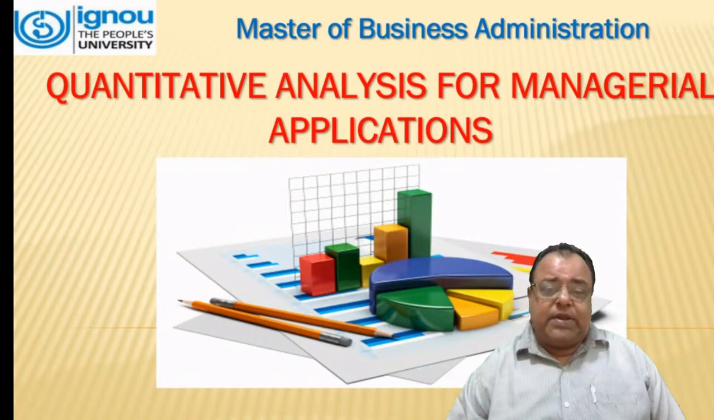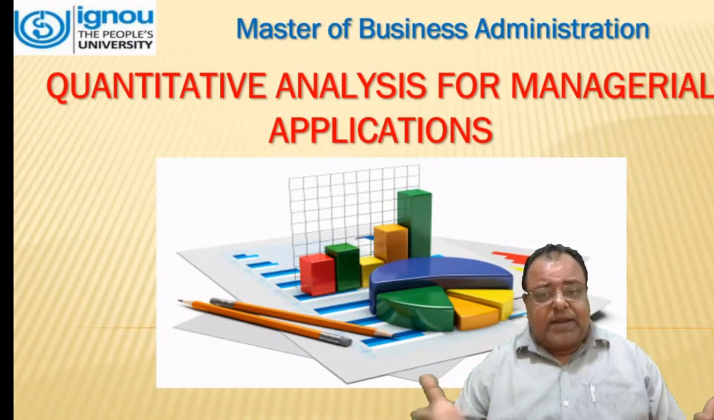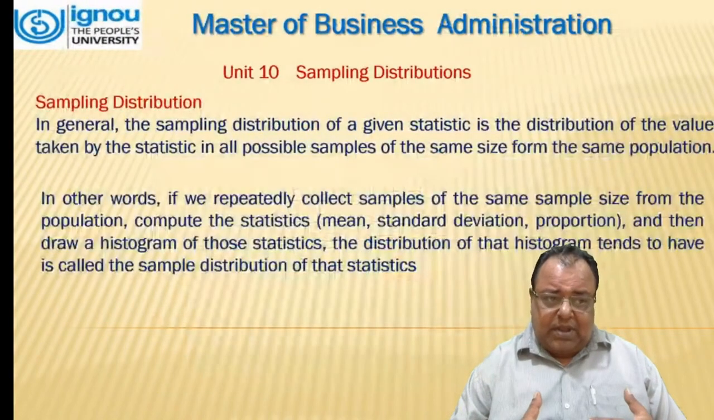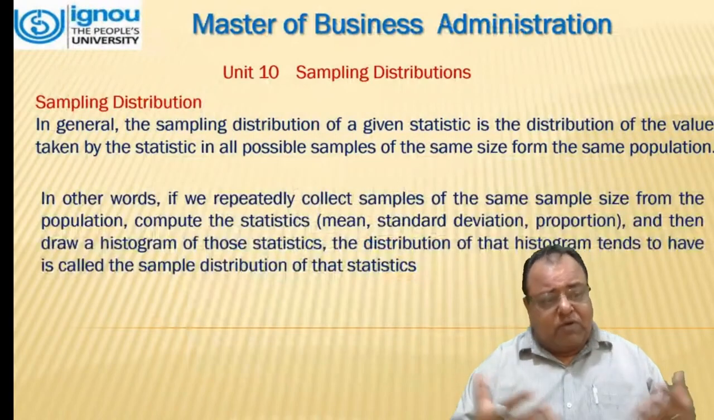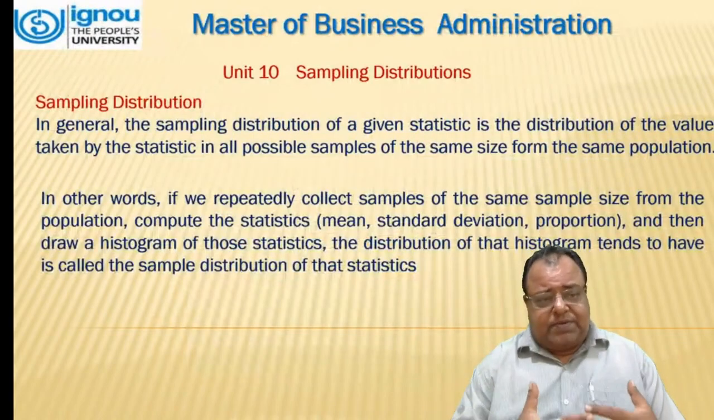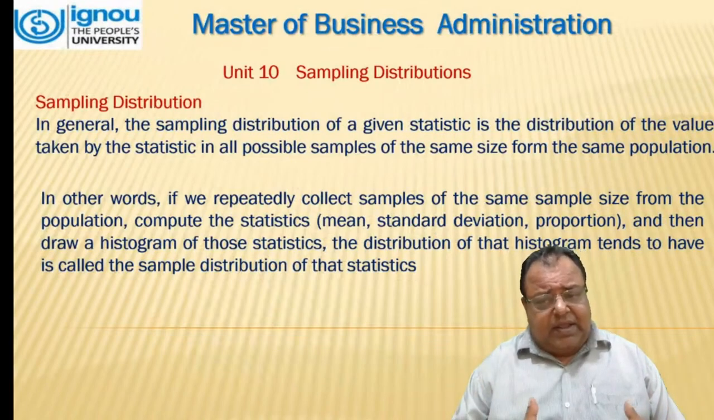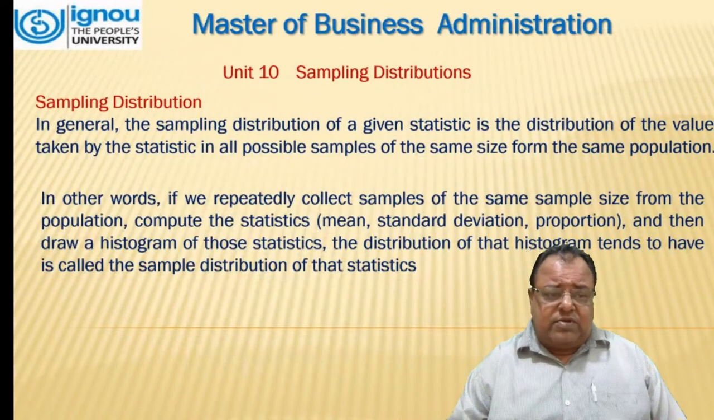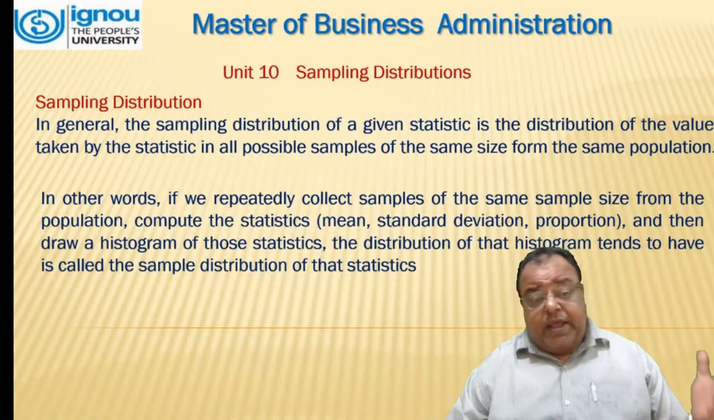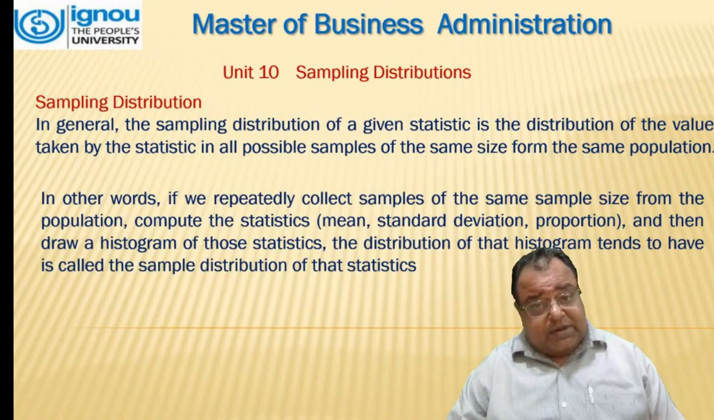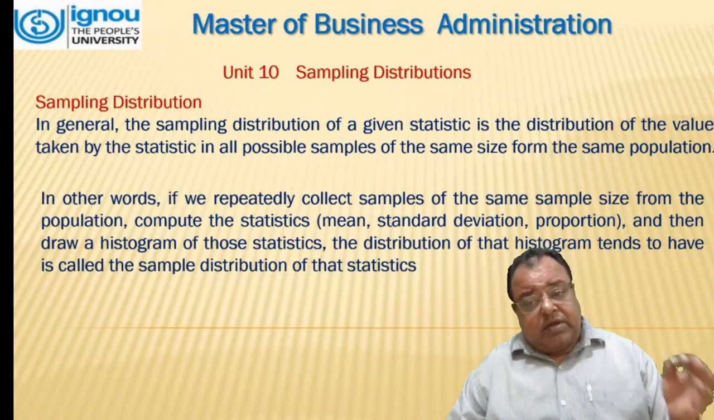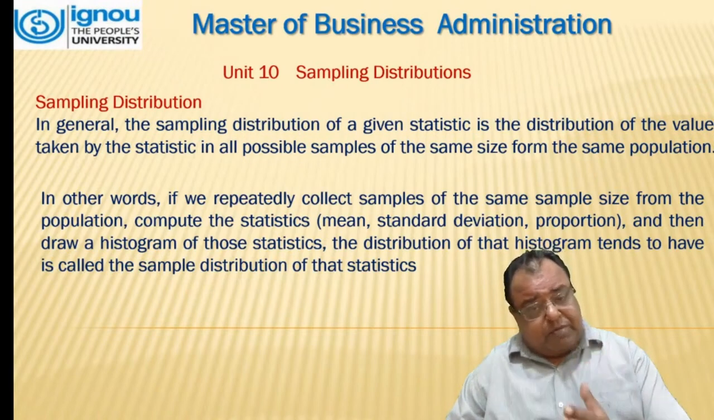Today we will be discussing Unit 10, that is sampling distribution. First of all, what is actually meant by sampling distribution? Sampling distribution of a given statistic is the distribution of the values taken by the statistic in all possible samples of the same size from the same population.